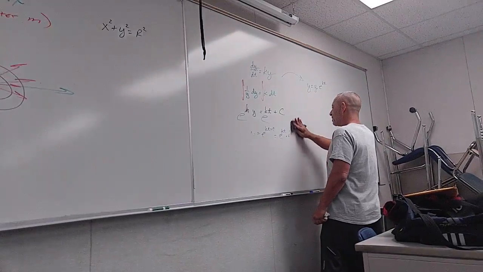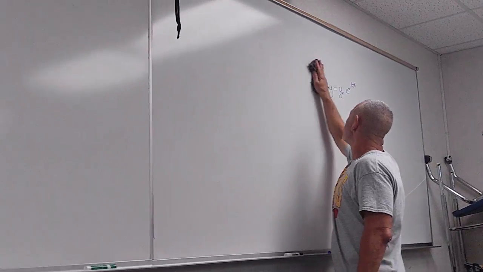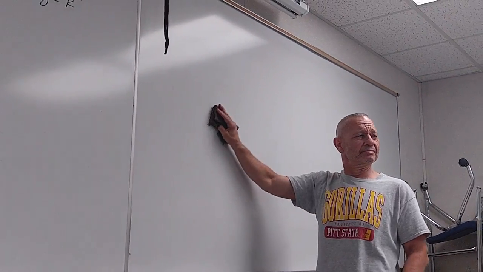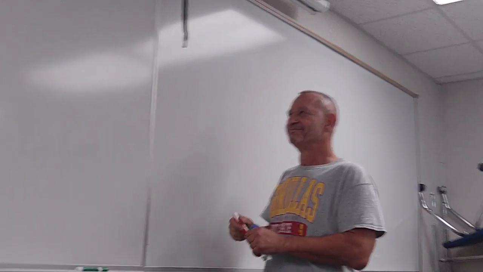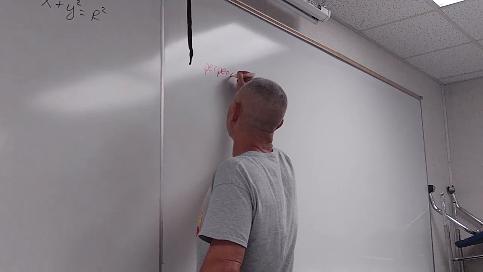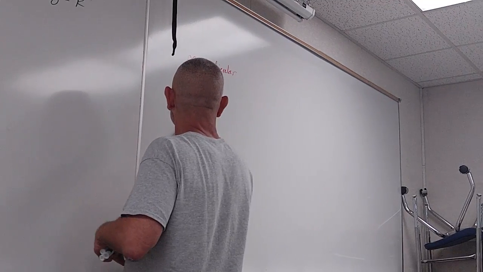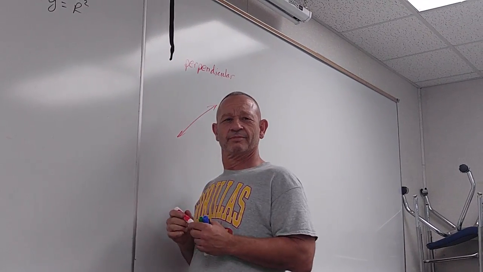So somebody want to remind me? What does perpendicular mean? He's like, what? Perpendicular, 2 lines at right angles to each other. That makes sense. And their slopes are negative reciprocals?